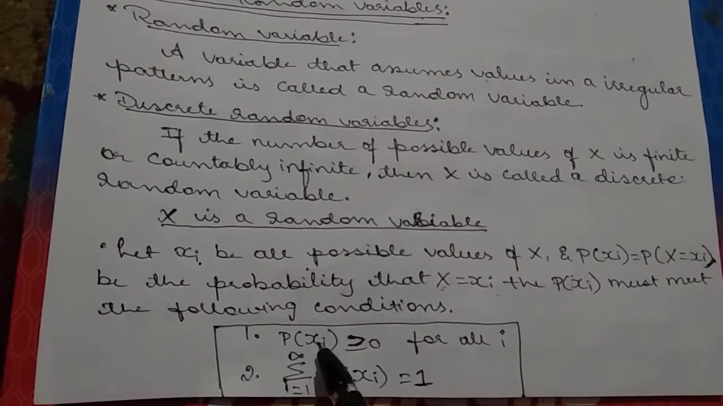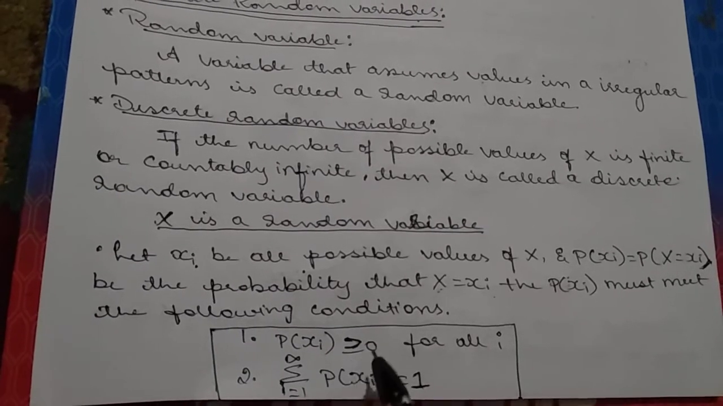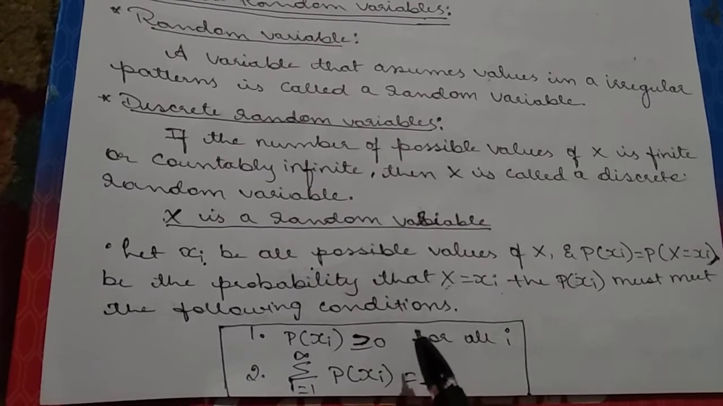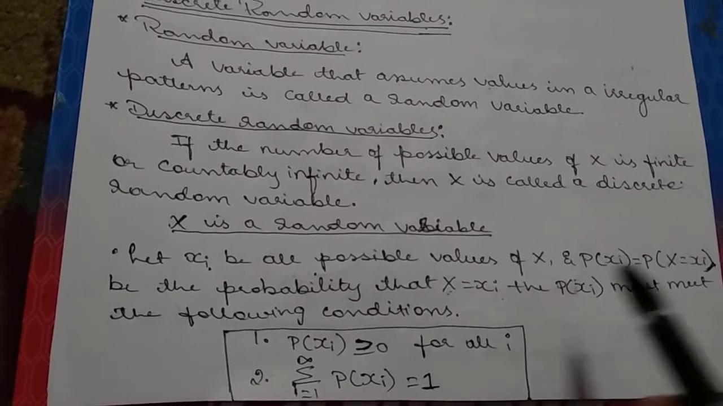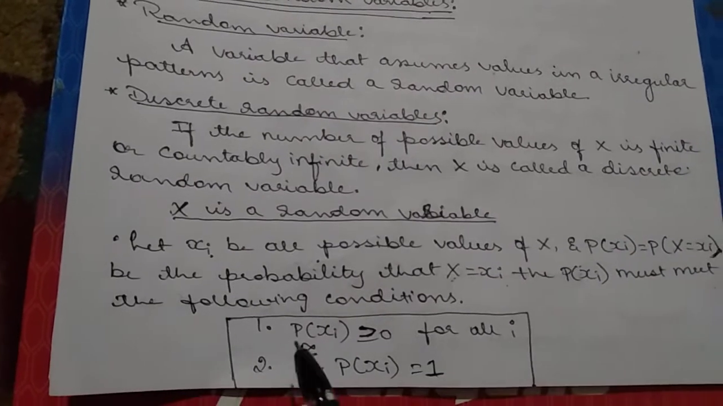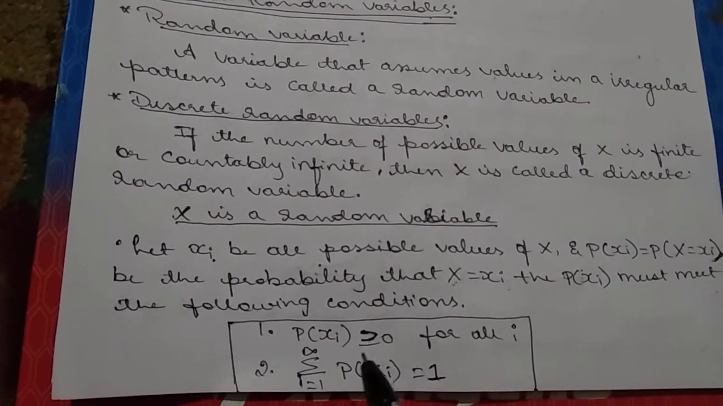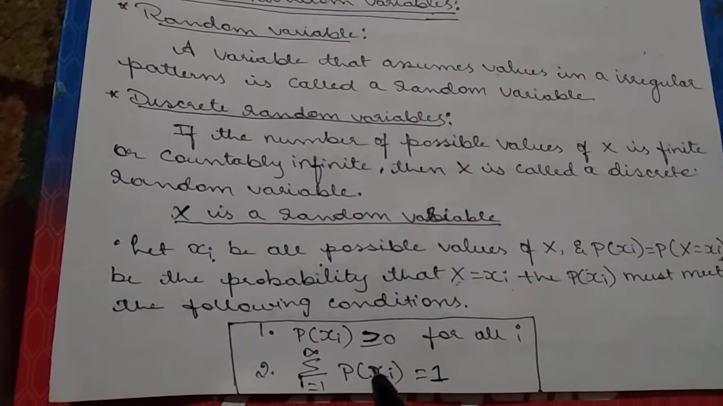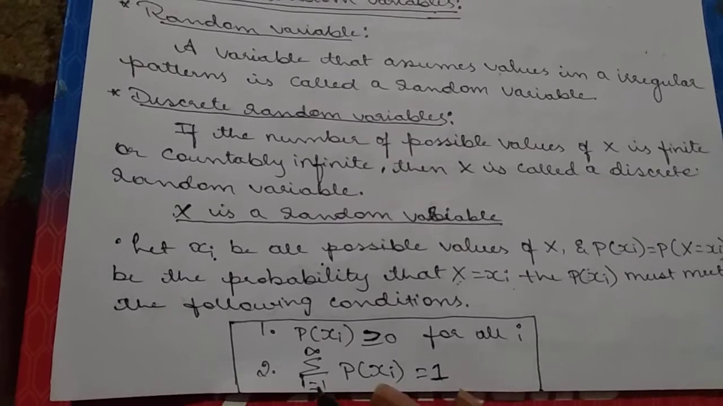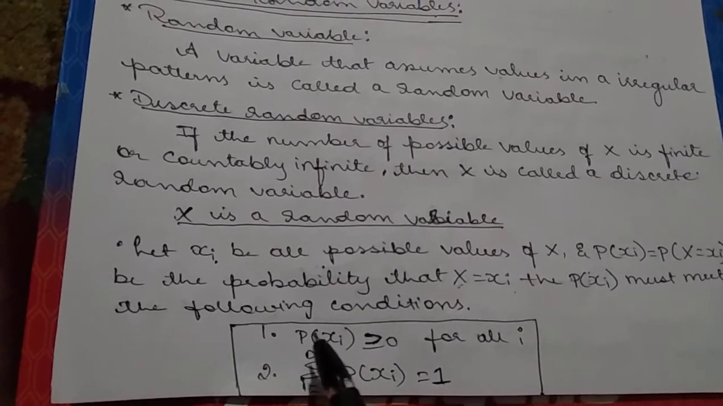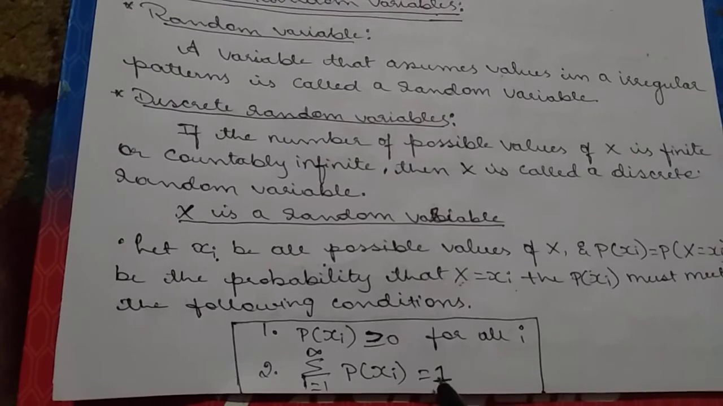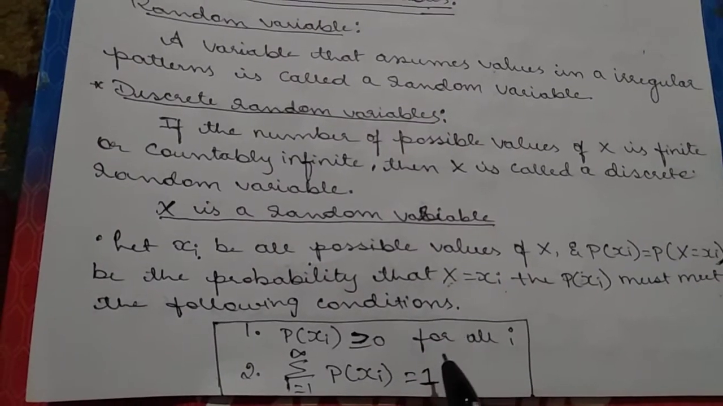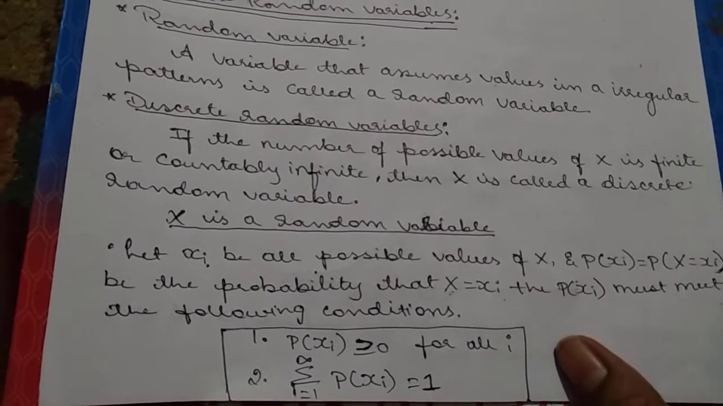What are they? p of xi must always be greater than or equal to 0 for all i, because you cannot get negative values. Always it has to range from 0 to some n values. Second, the summation over i equals 1 to infinity of p of xi is equal to 1, because here we are starting from 1 to infinity. So the p of xi values should always sum to 1. These two conditions must be satisfied for the probability p of xi.